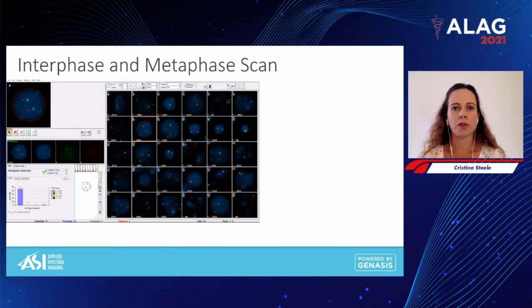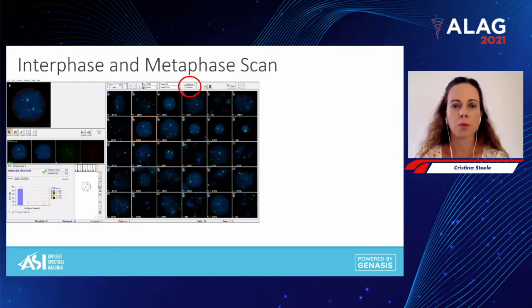So reviewing the interphase and metaphase scan, the end user will tell the scanner, I would like to capture 100 nuclei and 10 metaphases. So while it's going through its scanning process, it will complete both requests in the same time. And when you're in the review screen, you're able to toggle back and forth between those 2 cell types.